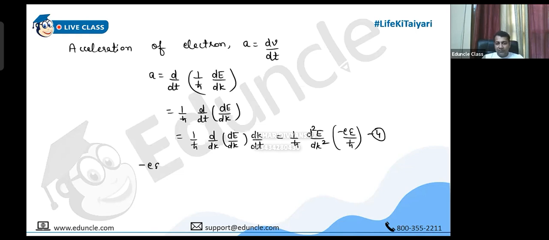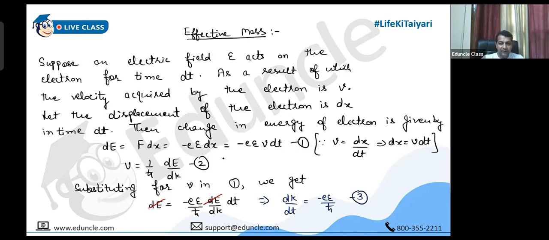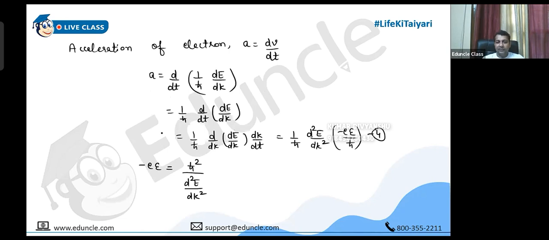So now what will be minus eE according to you? It will be h cross square by d2E by dk square. No? Please check. There was acceleration on this side also. Na? I forgot to write one term, so there will be dv by dt. So you can simply write acceleration. That will be fine, I think.